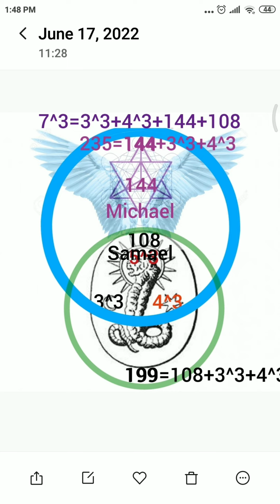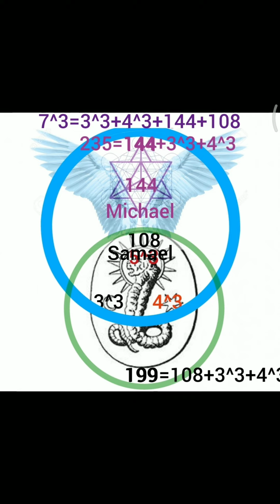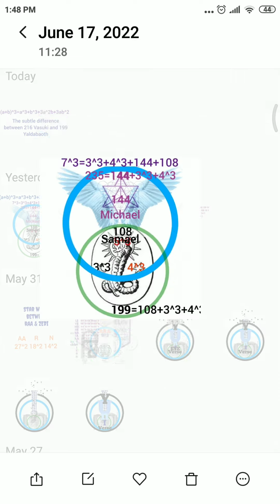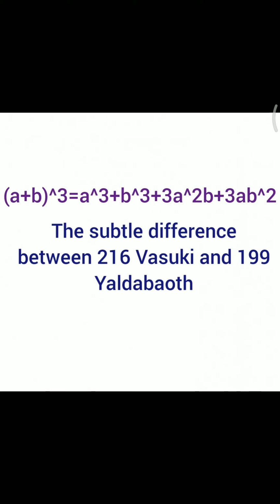So 144 is Michael, 108 is Samael. That is why, but most of the time I say Yaldabath is basically, I compare him with 216. That is why I said the other part of the subject line heading is the subtle difference between 216 Vasuki and 199 Yaldabath.